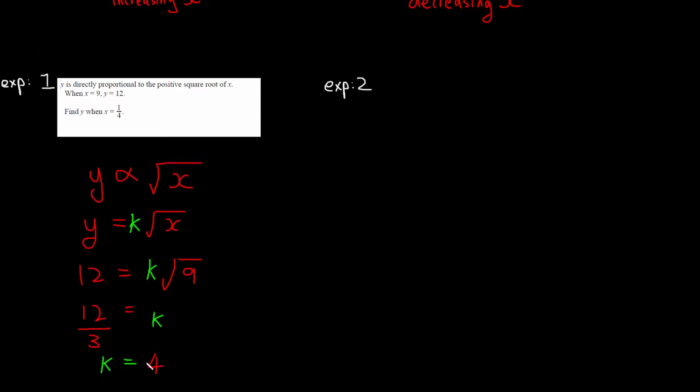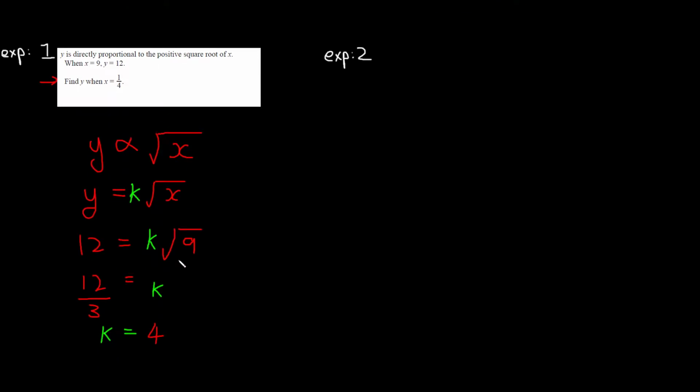Alright, now that we found the k value, we can proceed to the next part of the question. Find Y when X equals 1 over 4. Now from here we need to rewrite our equation. Y equals 4 square root of X. Right, this is our equation. This 4 we've gotten from the k value that we found just now. So from here, X is equal to 1 over 4, right?